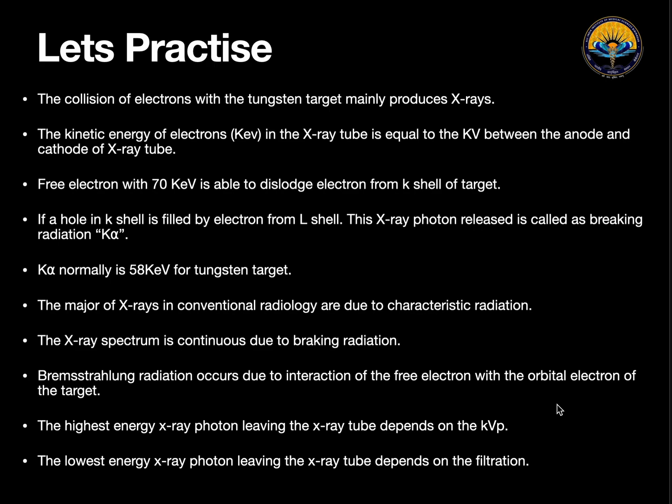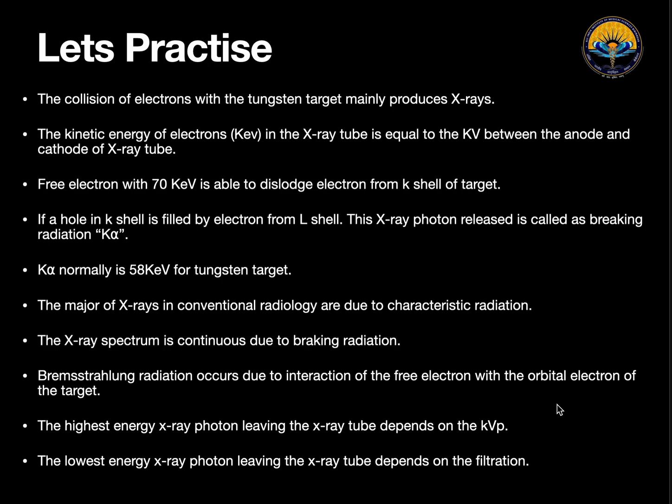K alpha normally is 58 keV for the tungsten target, that is a true statement. We have talked about this. K shell binding energy is approximately 69.5 and L shell binding energy is 11.5. This comes out to be 58 keV, that's a true statement. The majority of X-rays in conventional radiography are due to characteristic radiation. That is a false statement. It is due to bremsstrahlung radiation.